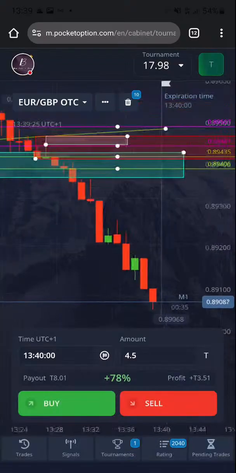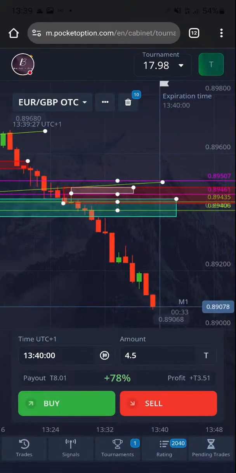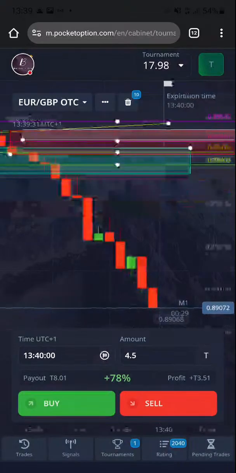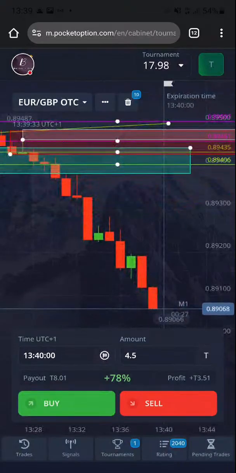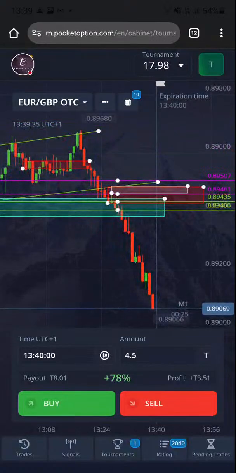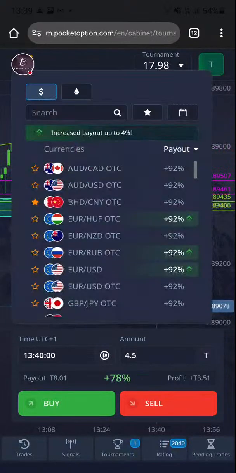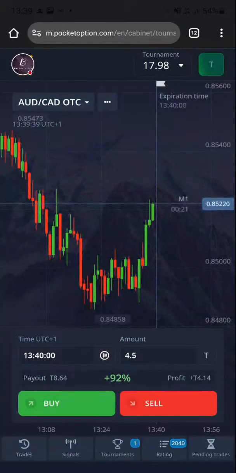Yes. So now we've marked this area. We'll just leave it like this. If price comes back here, we're taking a very good trade. We're not even thinking about it. So let's check the rest of the market.